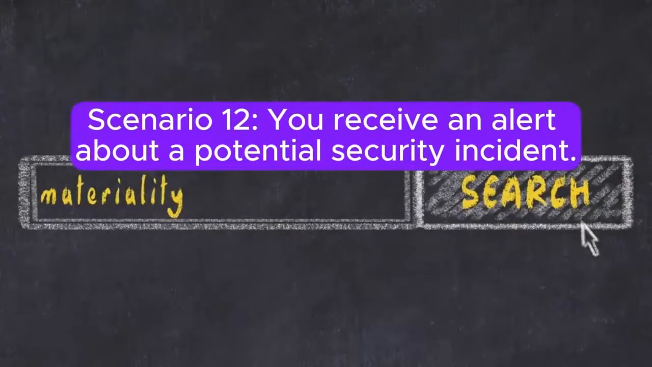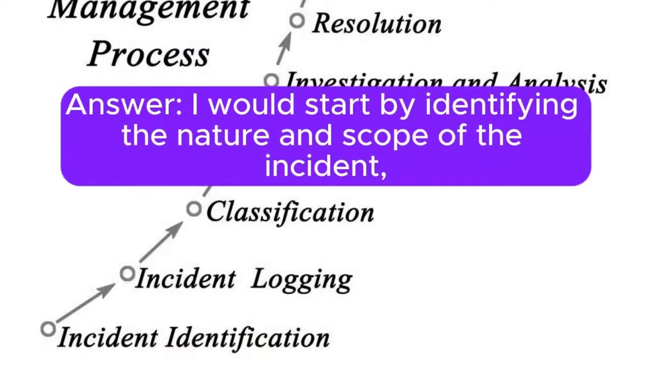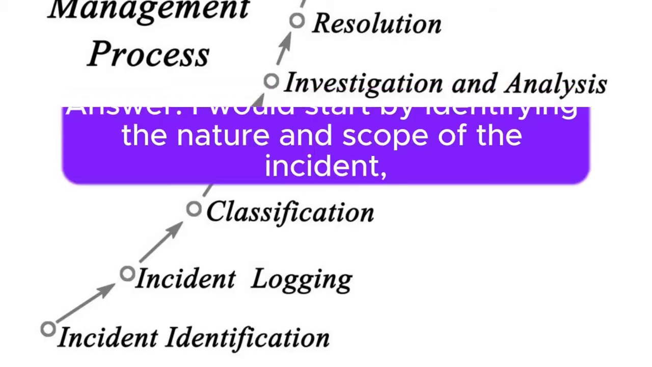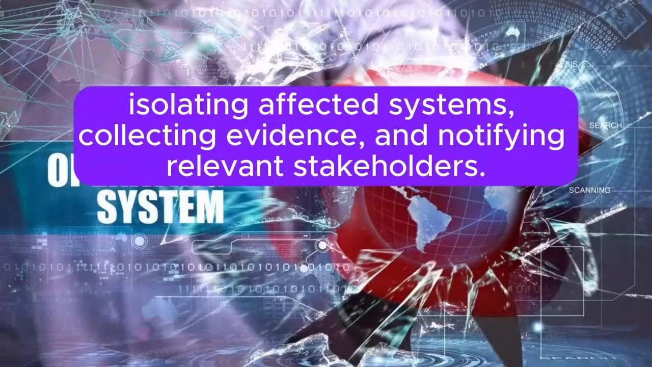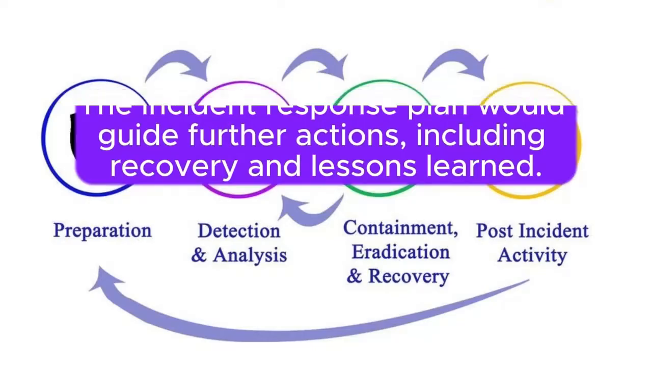Scenario 12: you receive an alert about a potential security incident. Walk me through the steps you would take to investigate and respond. Answer: I would start by identifying the nature and scope of the incident, isolating affected systems, collecting evidence, and notifying relevant stakeholders. The incident response plan would guide further actions, including recovery and lessons learned.